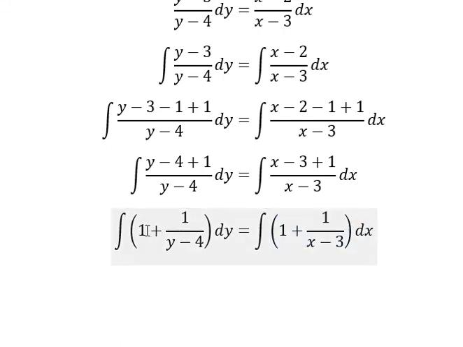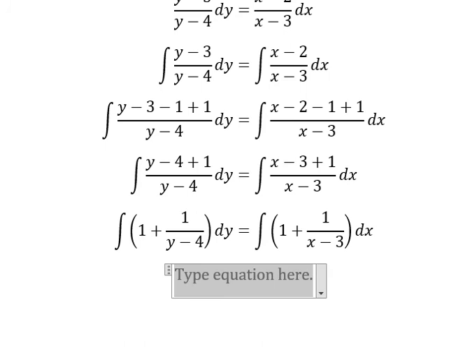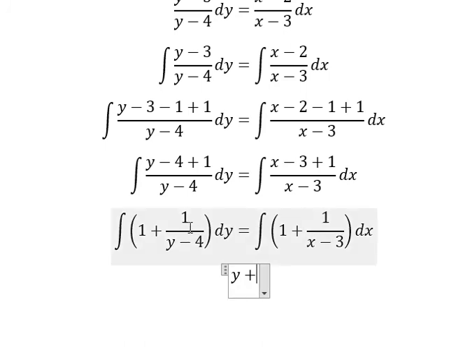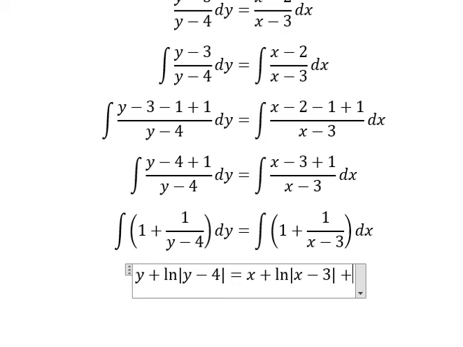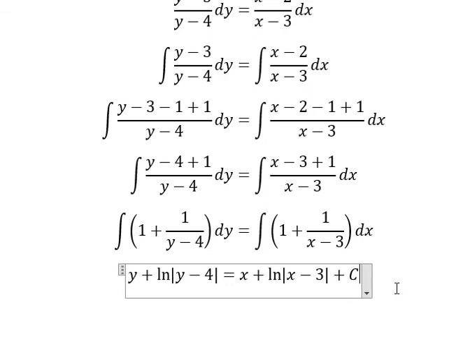The integration of number 1, we have y plus the integration of 1 over y minus 4. We have ln of the absolute value of y minus 4. Number 1, that's about s. And we put about c, that's about the constant.